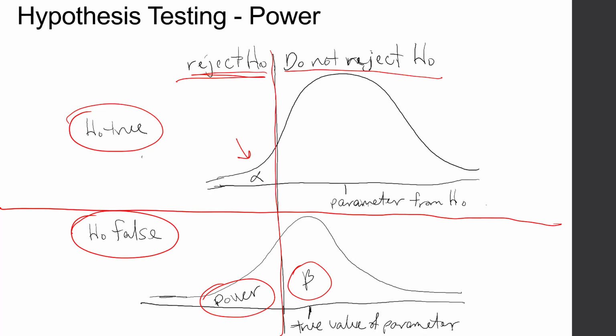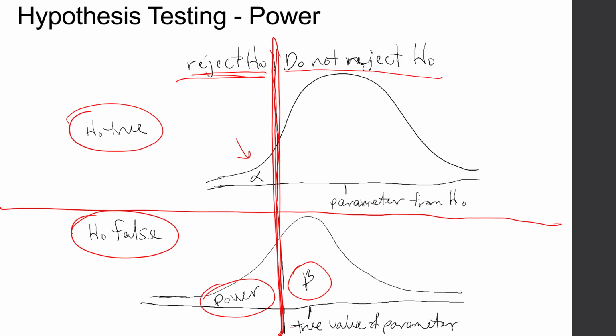And you can see that power and beta are kind of related with that alpha level, but not directly. It turns out if you lower the alpha level, you actually increase the beta. Think about sliding this vertical red line over to the left, okay?